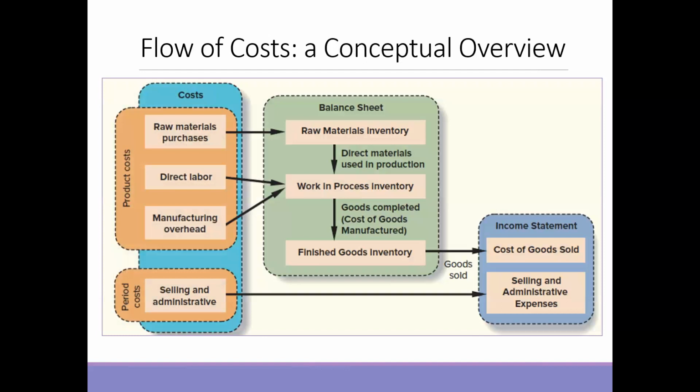So this is really helpful. You see all the costs that go into making a product are going to stay in inventory until they are sold. However, we are going to have some selling costs and we are going to have some admin costs that really don't go into the product. They're period expenses. They're going to flow right to the income statement as an expense in the period in which they were incurred.